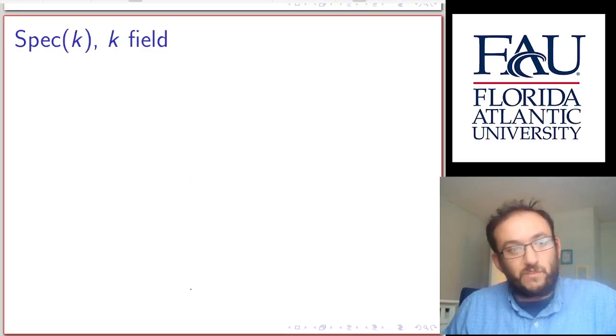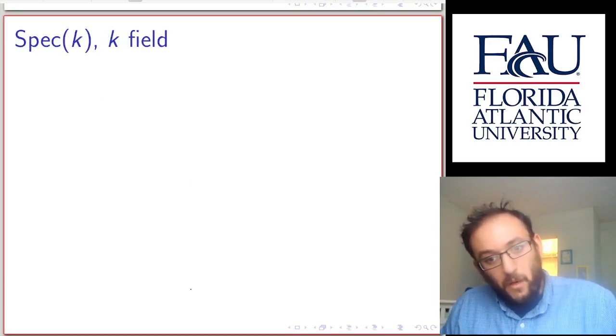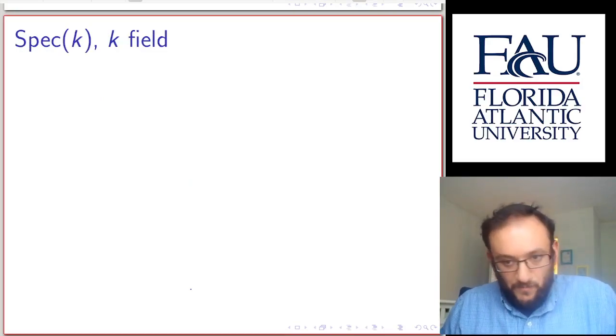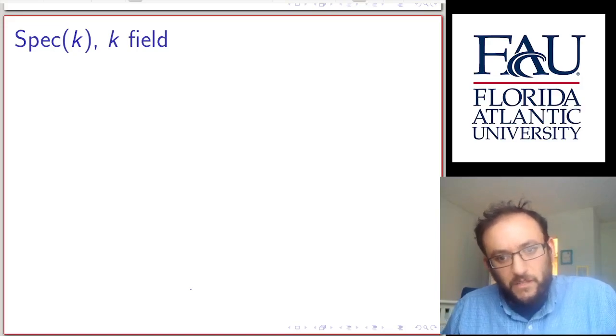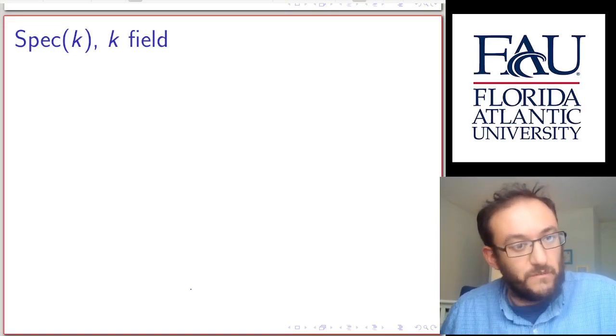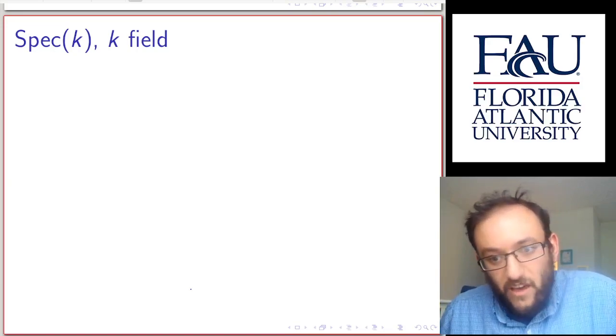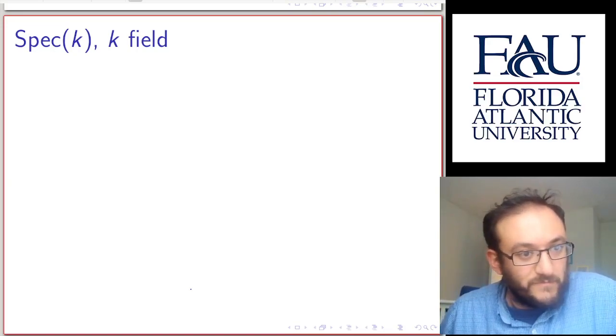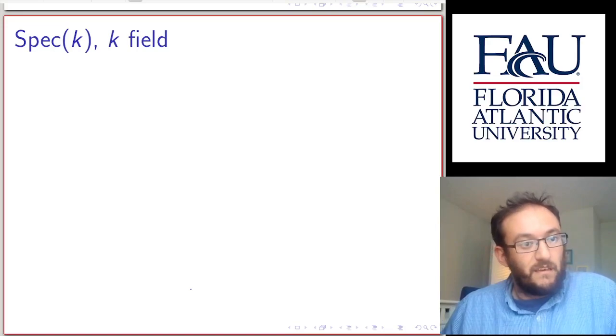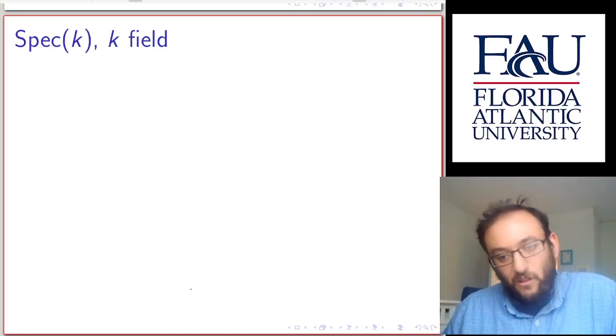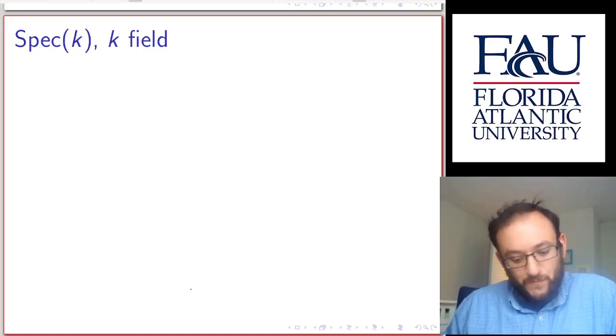Okay, so now we've got a sense for this topology on the primes. And this is called the Zariski topology, if I haven't mentioned, named after Oskar Zariski, who was one of the fathers of algebraic geometry. Now that we have a handle on the topology, we can do some examples.